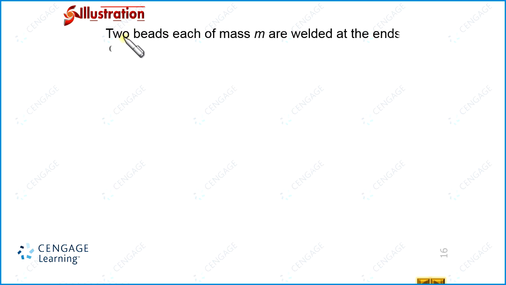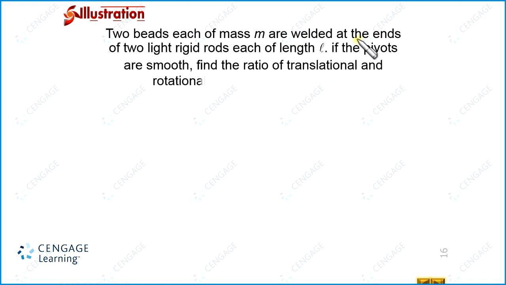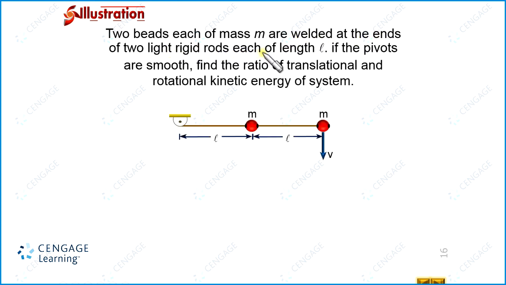In this illustration, two beads, each of mass small m, are welded at the ends of two light rods, each of length small l. This is length l, this is also length l, and this is bead number 1 and this is bead number 2. You can observe in this diagram this bead is moving with speed v at this instant, and the system can rotate about this hinge. There is no friction anywhere, and we need to find the ratio of the translational and rotational kinetic energy of the system.